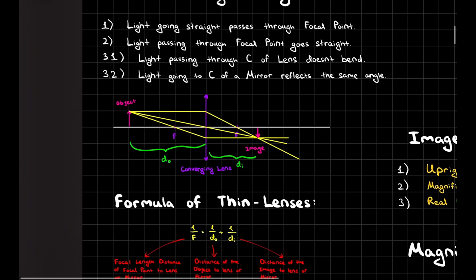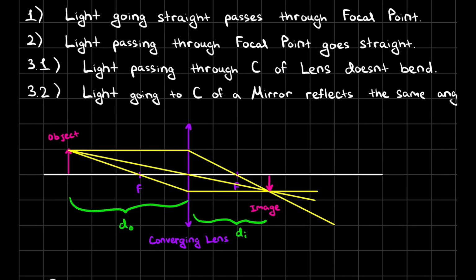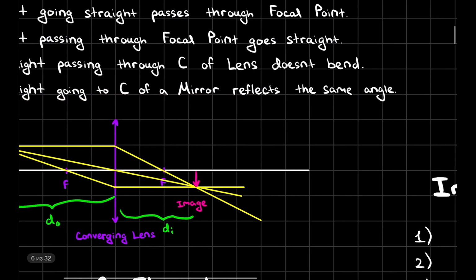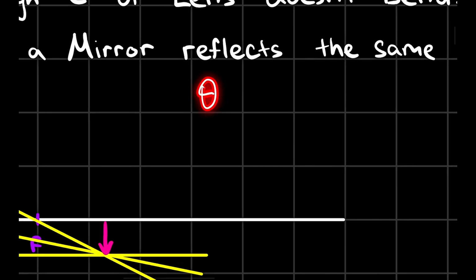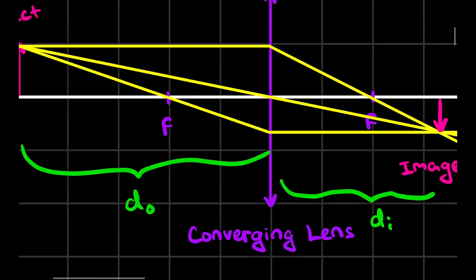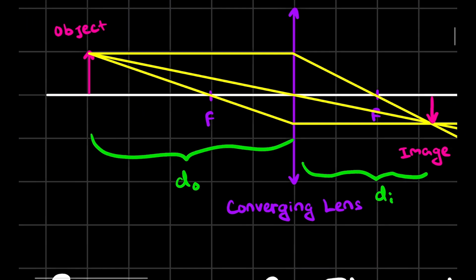And for mirrors, it goes like this. Light going through the center of a mirror reflects at the same angle. So basically, the law of reflection is like this: the angle of incidence equals the angle of reflection. If it was a converging or concave mirror, yeah.